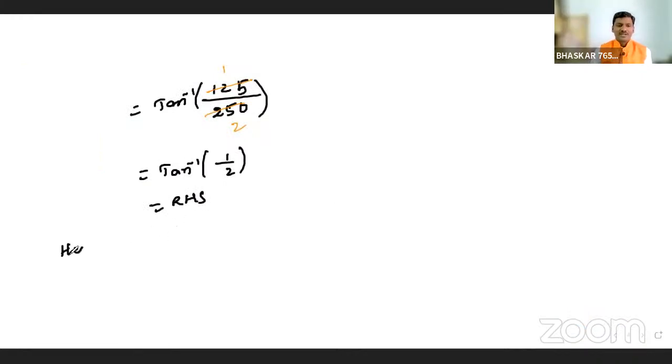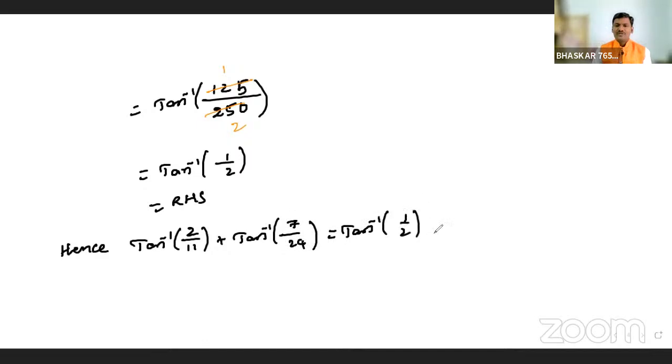Hence, what is the final answer? Write the final answer. Tan inverse of 2 by 11 plus tan inverse of 7 by 24 is equal to tan inverse of 1 by 2. Hence proved.